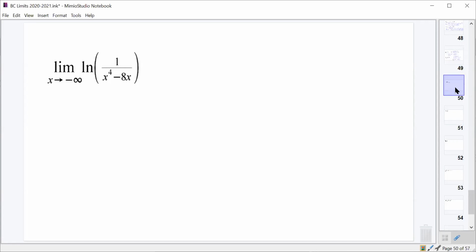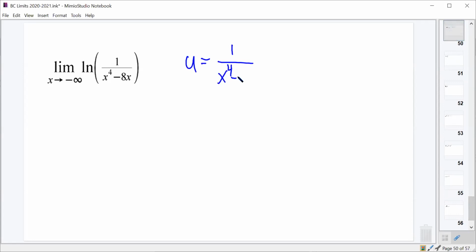All right, do one or two more of these before we call it quits for the day. So the limit as x approaches negative infinity of ln of 1 over x to the 4th minus 8x. What should we let u equal? Probably this argument of the natural log. So if u is equal to 1 over x to the 4th minus 8x, and x is approaching negative infinity, what is u approaching? Well, we got to think about this.